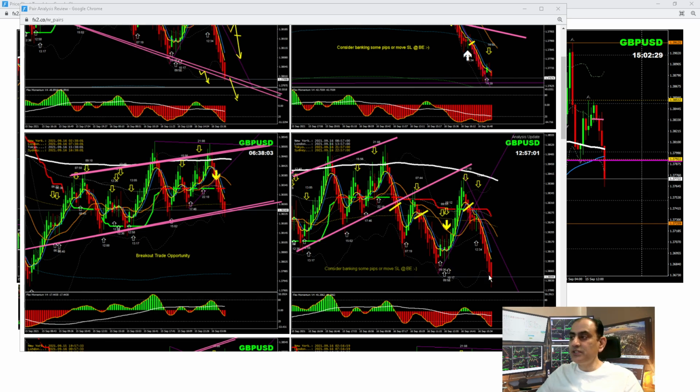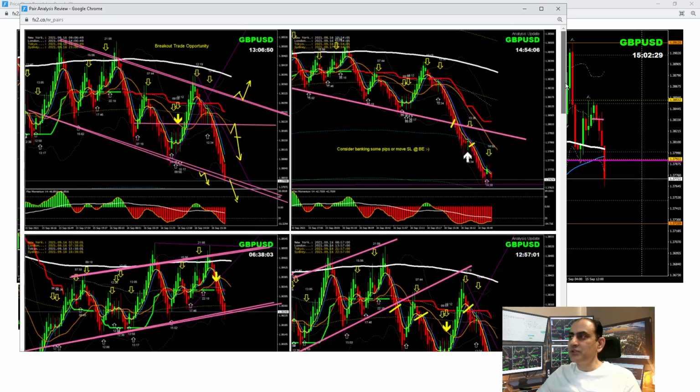And at the New York session, after the news release, the news was good for the dollar. That's what I explained to my traders. Either look for this pullback, breakout, and after the breakout, we should take another pullback. You can see here breakout, after the breakout, another pullback.